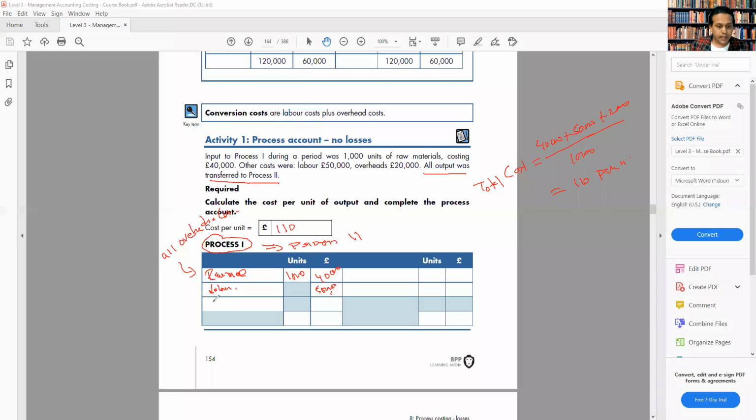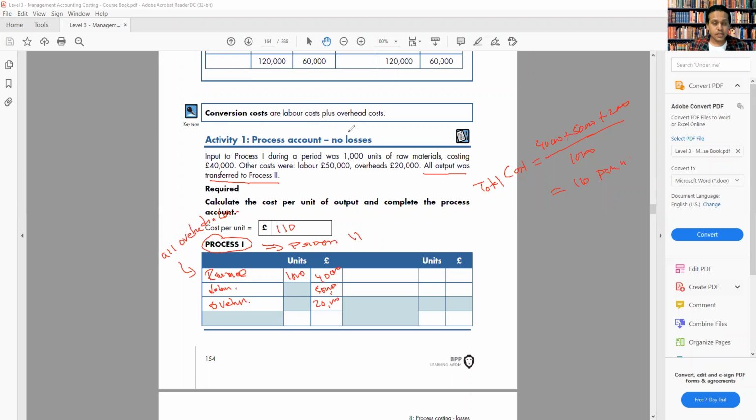Then we have an overhead, and that is 20,000. So all this overhead cost you will record on the credit side. After that, you move to what is the output for your process 2.